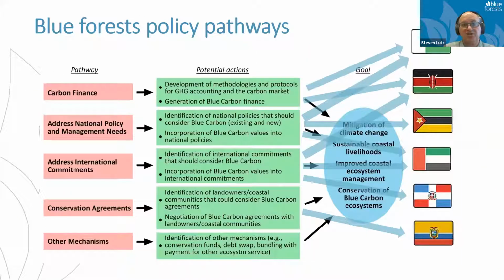And these are the types of policy pathways or options that the Blue Forest Project has followed and achieved results in. This includes exploring the enabling policy setting for establishing community-based carbon finance projects in Kenya and Madagascar. At the national and local scales, exploring similar at both scales for mangrove conservation agreements between communities and the government in Ecuador, harnessing the value of blue forests to support existing and new conservation and climate policies and goals in Mozambique and the United Arab Emirates, and supporting countries recognizing the value of blue forests in actions to fulfill the Paris Climate Agreement.